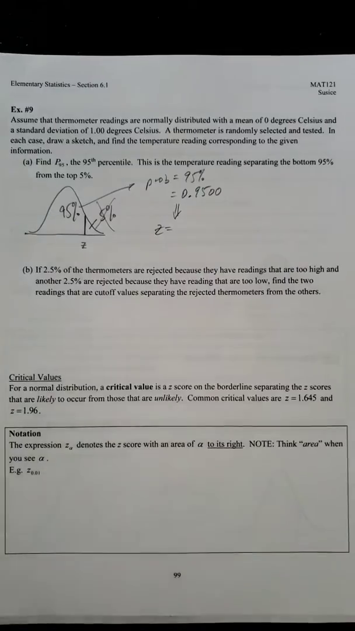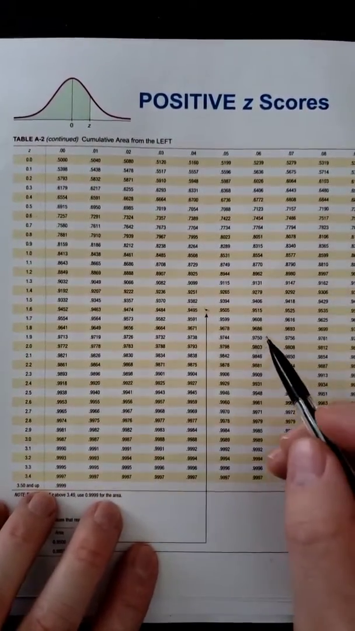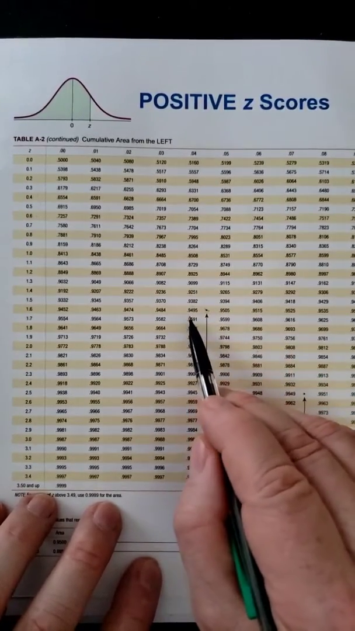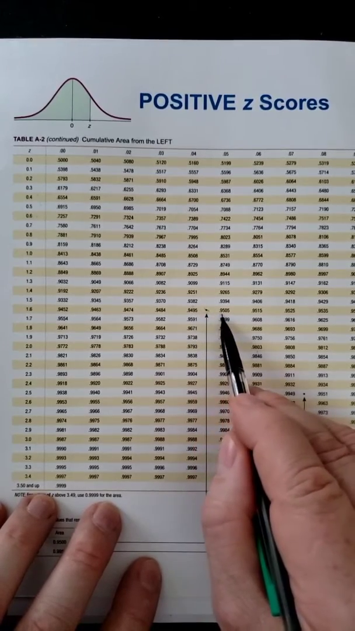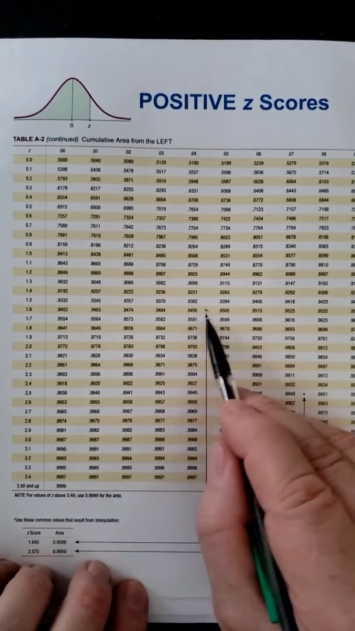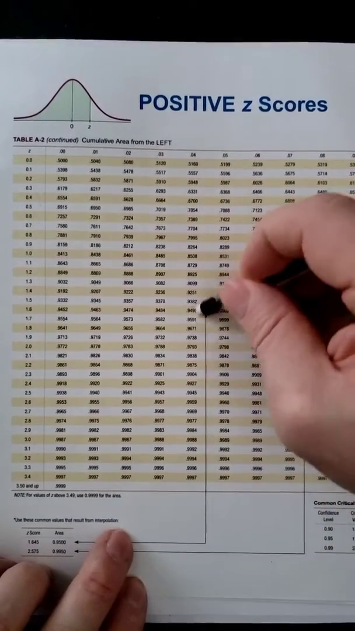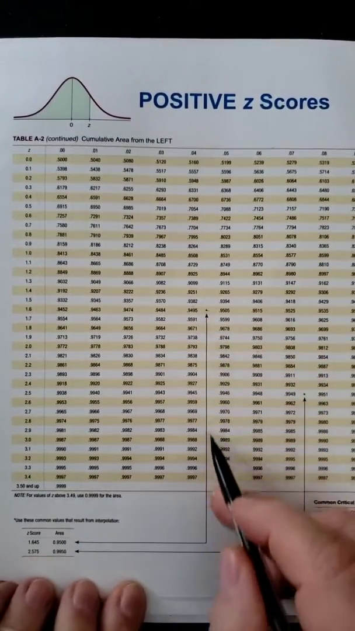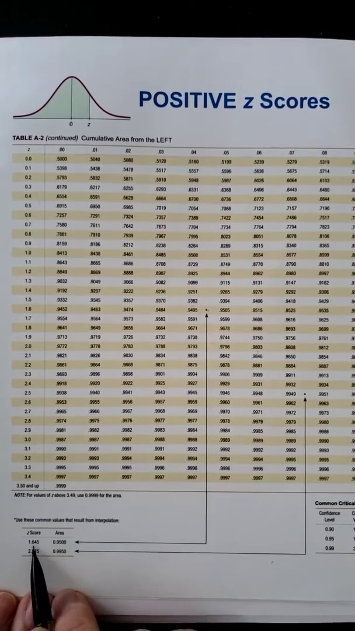So let's take a look at our table. We better be looking at the positives again. So we want 0.9500. Well, we got 0.9495, and we got 0.9505. Well, neither one of those is exactly what we want, but look at this star. It looks like a little dirty there. There's a star there. If we follow the star, it says right down here, 0.9500. That gives us a z-score of 1.645.